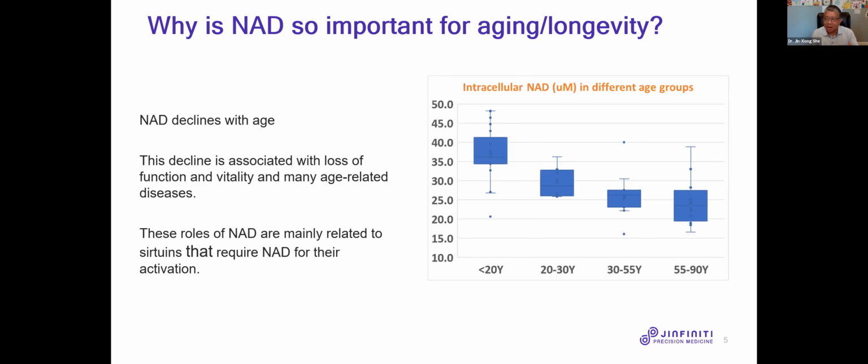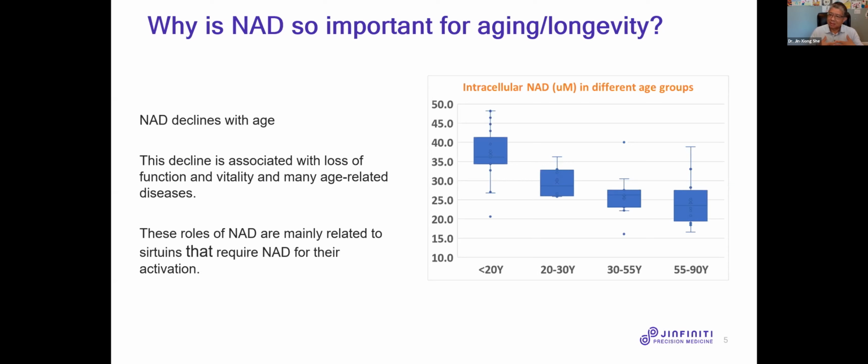So if you look at the very young adolescents from 10 to 20 years of age, the 25th percentile of intracellular NAD level is around 34 micromole, and that goes down to about 26, 27 micromole in the 20 to 30 years old, and when you reach 30 to 35 years, that goes down to about 22 micromole, and when you go to above the 50s, I cannot see the number on my screen. It's probably around 20 micromole or so, maybe 22.